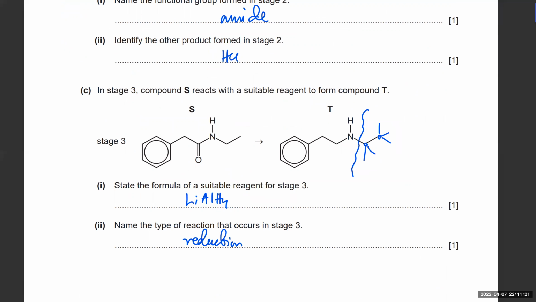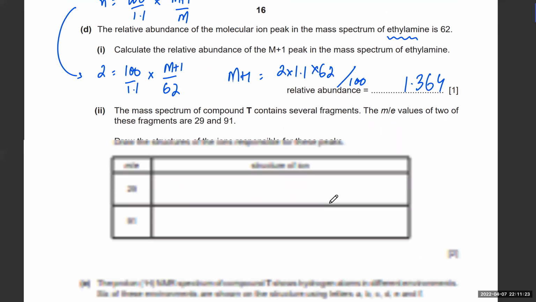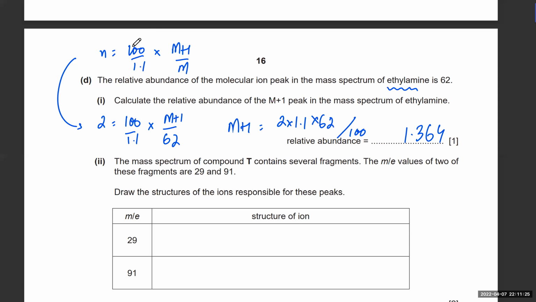The previous question you did, the 1 mark one, do you know the formula for the number of carbon atoms? The number of carbon atoms is 100 over 1.1 into M+1 divided by M, right?